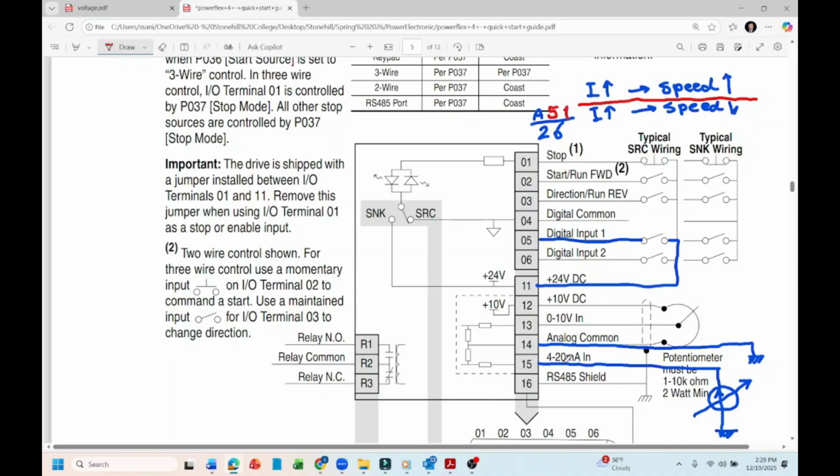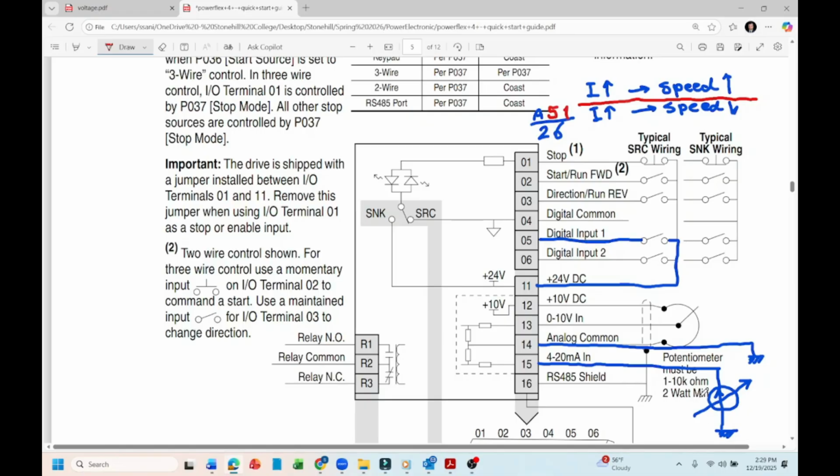So that means if I give 4 to 20 here, I should be able to increase from 0 to 60 hertz. First things first, wiring. So this is the wiring. You use terminal 15 for the current, connected to the variable current source. You will see how you could use the lab power supply to do that; I actually show that later on.